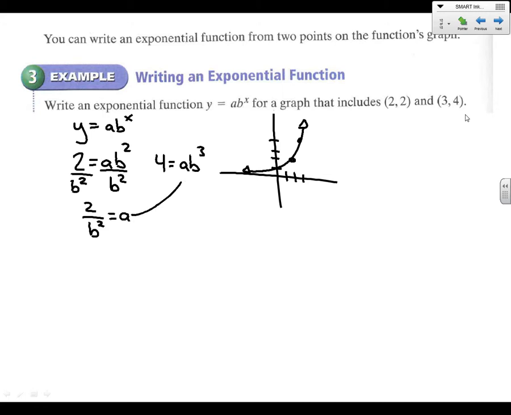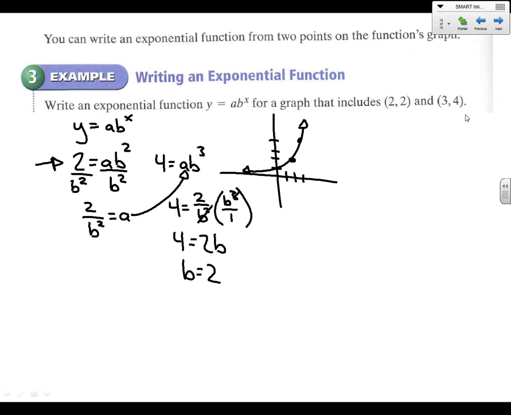I'm going to take that and plug that in over here. So now I'm going to say 4 equals, instead of a, I'm going to say 2 over b squared times b cubed, and I'll put that over a 1. And you can see here b squared and b cubed are going to cancel out, and so all of a sudden we're going to have 4 equals 2b, and so b must equal 2. Okay? And so now we're in business. Let's plug this back into our original equations.